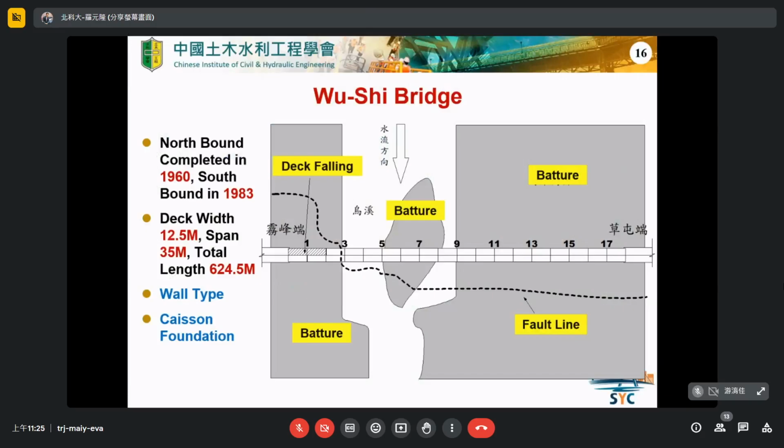The example is related to Wuxi Bridge. As you can see, this is the original planning of the preferred route of the Wuxi Bridge. The dashed line means the fault. You can see the fault just crosses between pier 1 and pier 3.